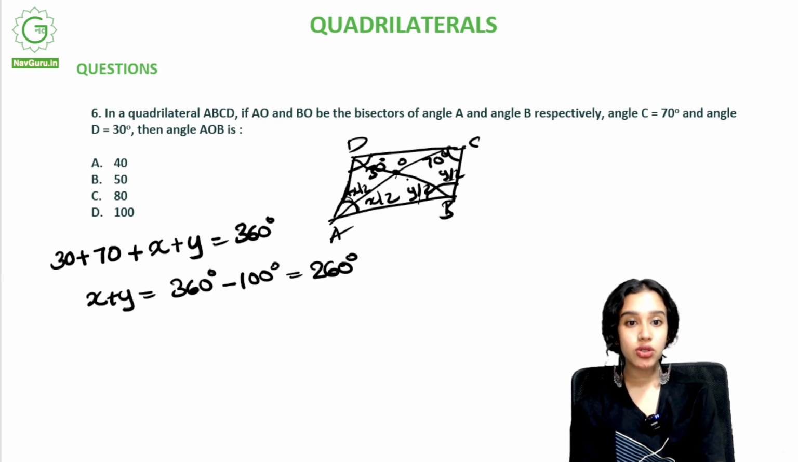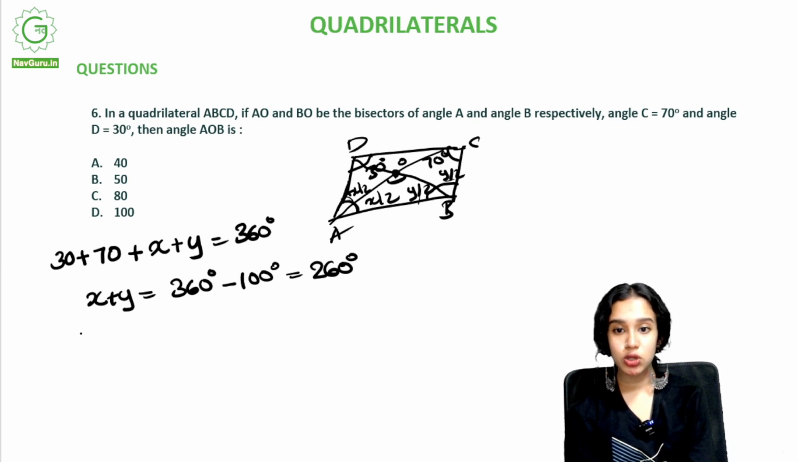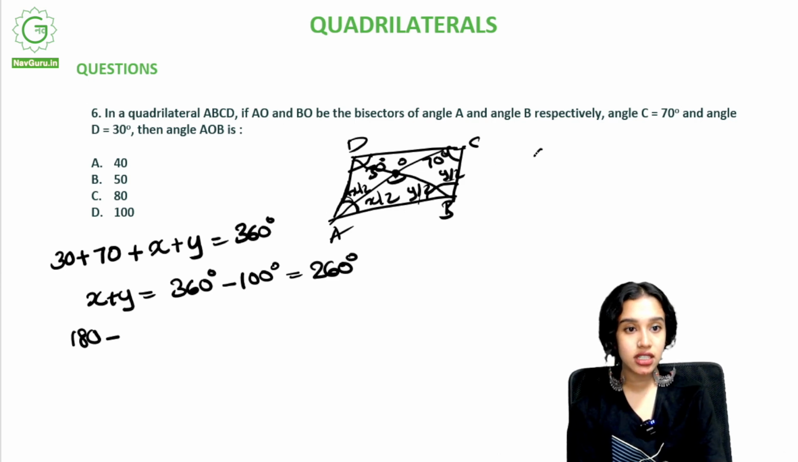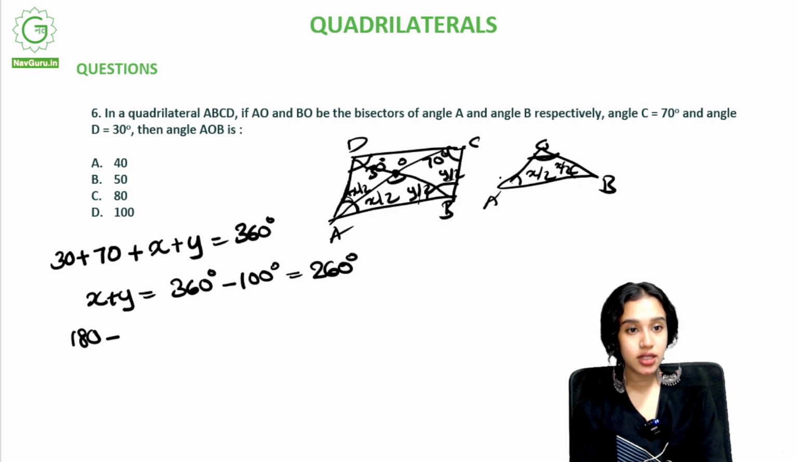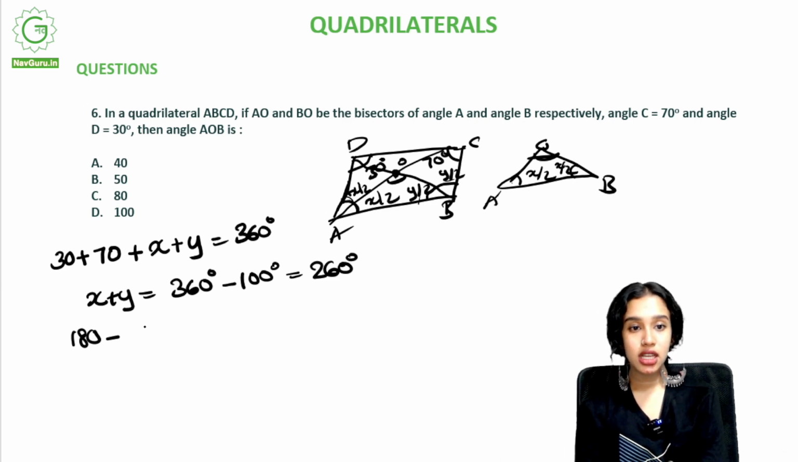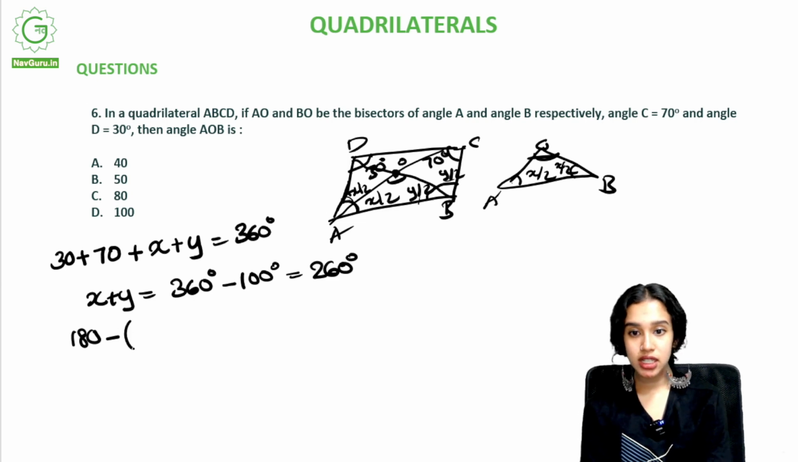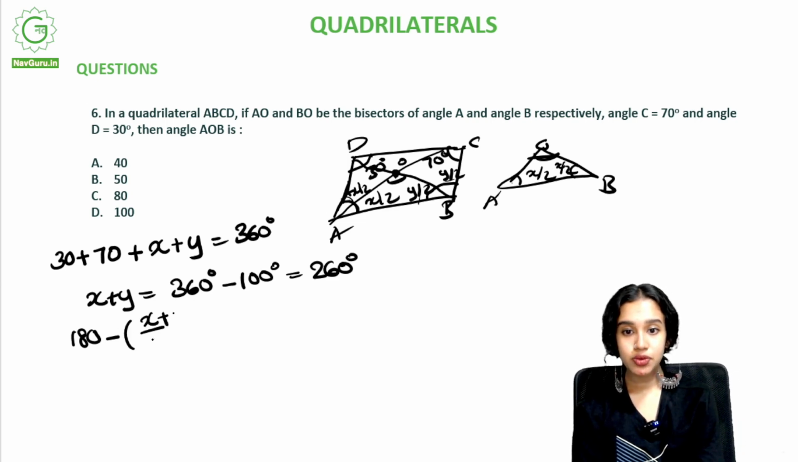What is the angle we need to find? We need to find this angle, AOB, right? So, let's consider the triangle AOB. We need to find this angle. This would be X by 2 and this would also be X by 2, right? Now, what would be this? AOB is 180 minus X by 2 plus Y by 2, right?